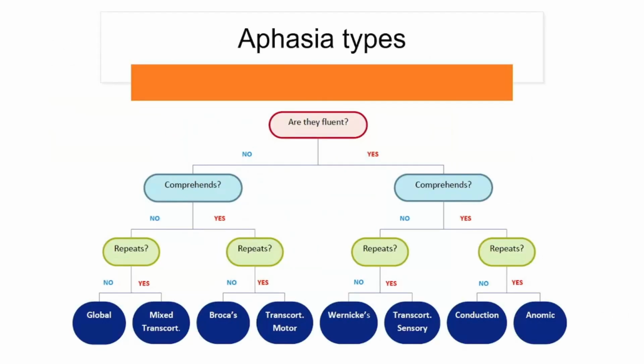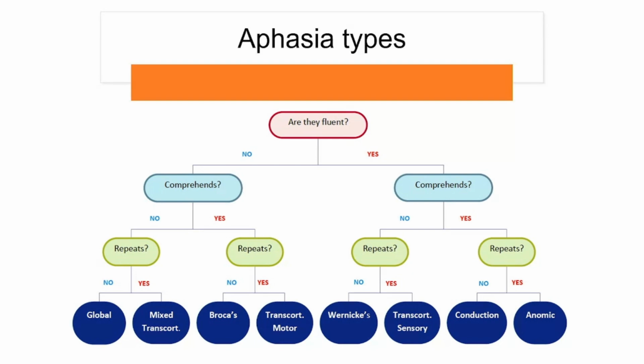So this is a busy slide, but it's just to illustrate that, as I said with dysarthria, we've got all different types of dysarthria. We also have different types of aphasia, and it just depends on the presentation. So depending on where in the brain the stroke has occurred and what language functions have been impacted will give us a different presentation.